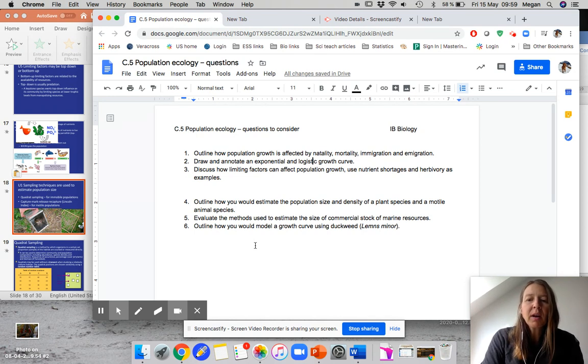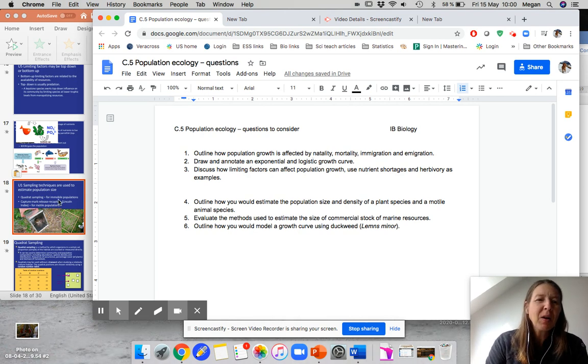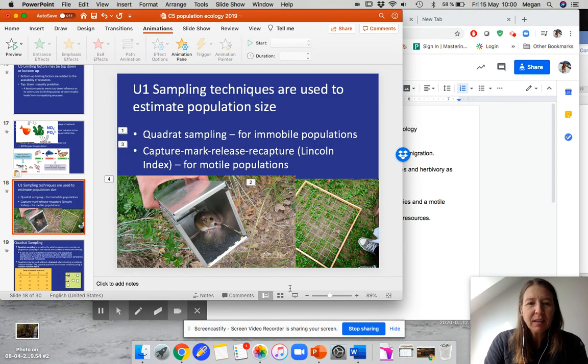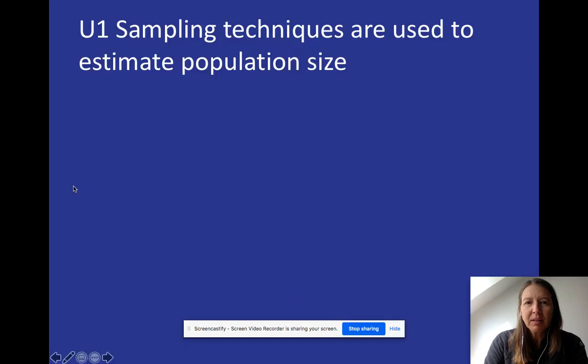And then we're going to evaluate and talk about how we can estimate sizes of fish in the ocean or lakes or rivers. And then finally, we will talk about how we can model population growth using something like duckweed. Okay, so first, let's take a look at some techniques to estimate population size.